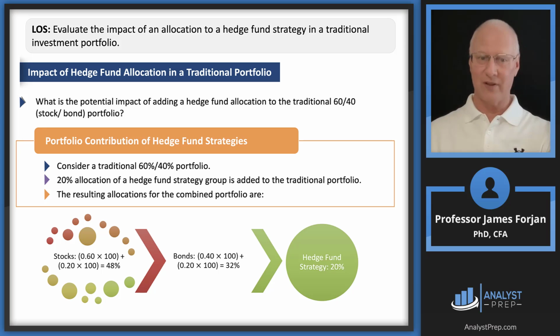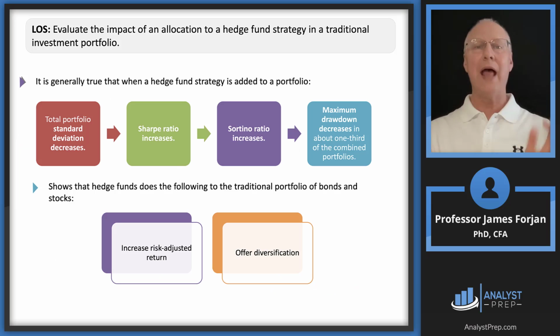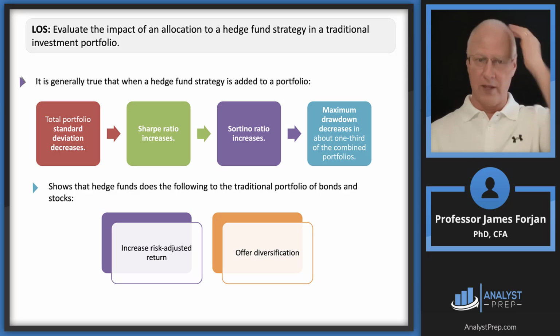I would memorize the 48 and 32, although it probably shows up in the question stem. But an even better question is, what happens if we add a 20% allocation? Well, this is super important. Total portfolio standard deviation decreases. What that must mean then is the Sharpe ratio increases. What that must mean then is the Sortino ratio increases.